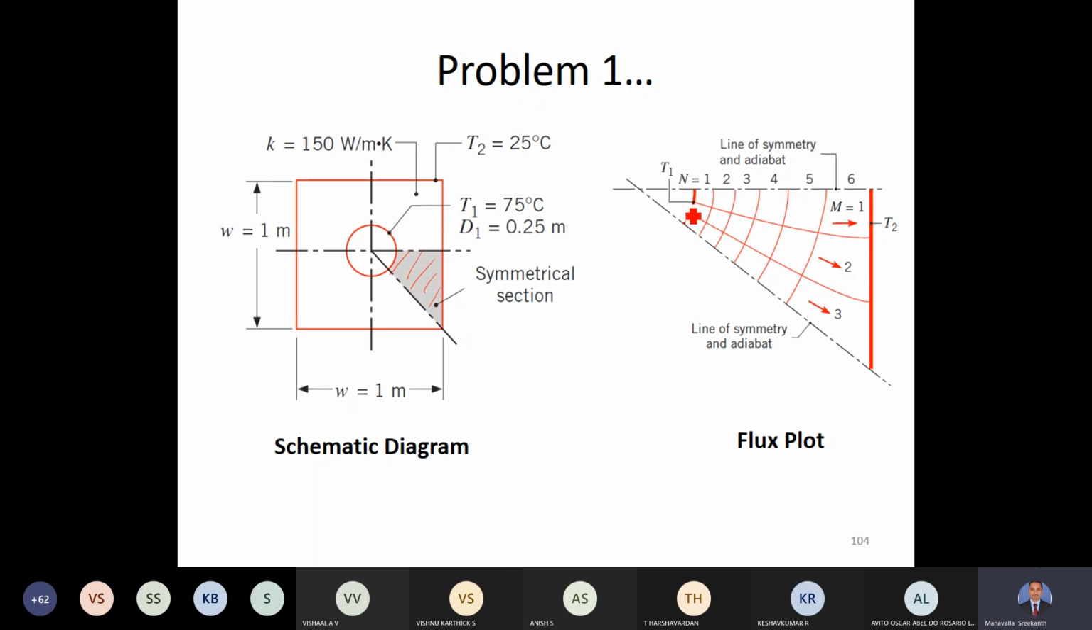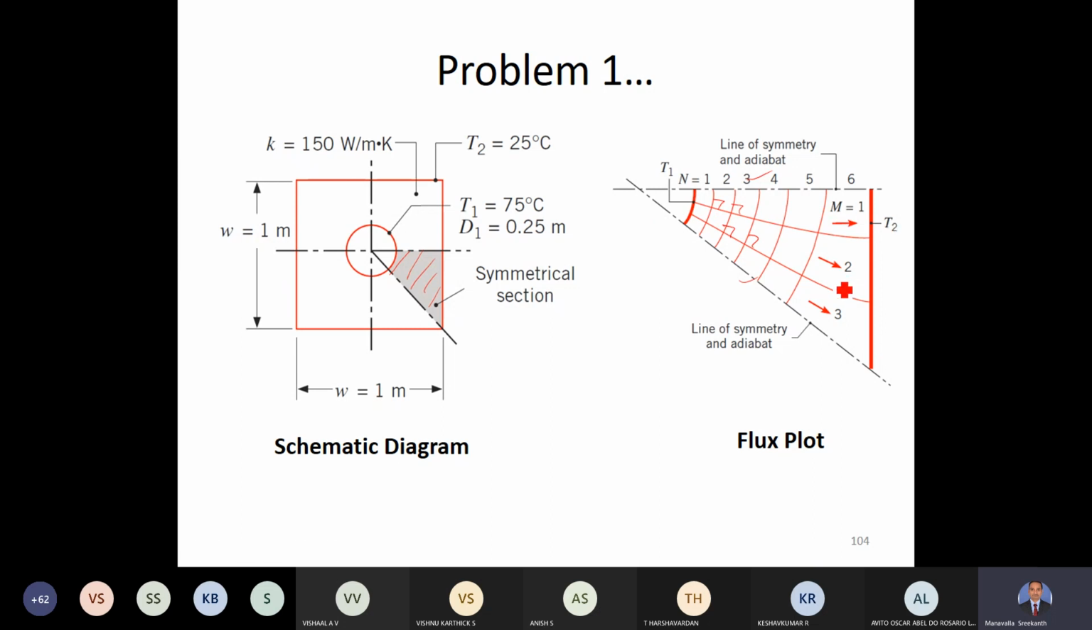So T1 is given as 75, T2 as 25. Therefore, heat transfer has to take place in this direction. So you draw these heat flux lines here, and perpendicular to the heat flux lines, you draw the adiabatic lines. We know that this is a line of symmetry, so this is adiabatic, and this also is a line of symmetry, so this is adiabatic. You join these adiabatic surfaces using these lines so that they are perpendicular to the heat flux lines. Make sure that these are perpendicular. If you do that, you come up with a flux plot.